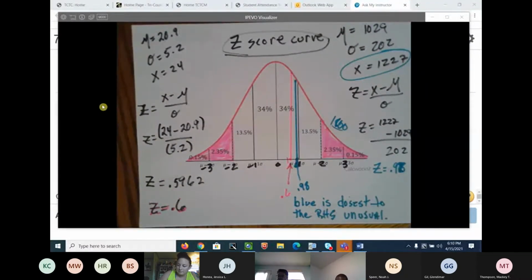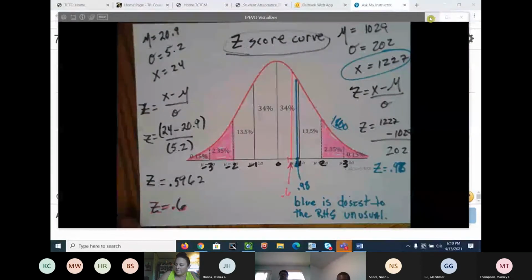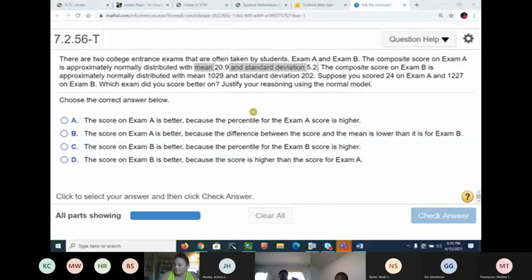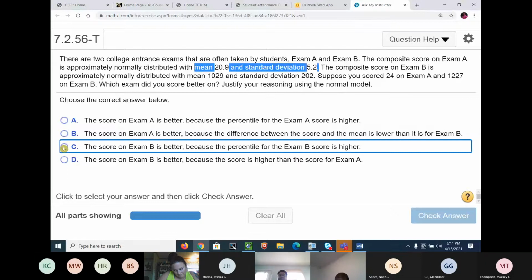Same way. All right. So let's go back to the handy dandy. Economics grade versus what? Psychology. There's a question in the homework or the test I remember from a long time ago, and instead of talking about these tests, it talks about your psychology grade and your economics grade. And example B is better because the percentile for the exam B score is higher. And that's it.